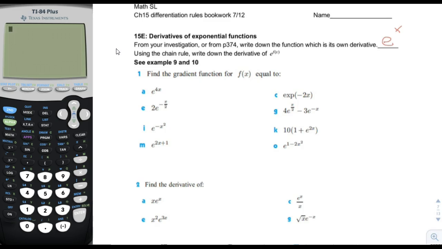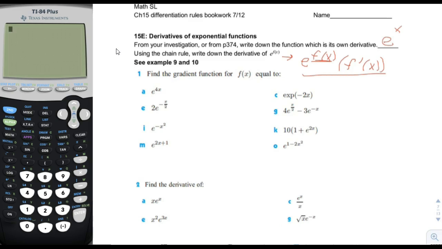Using the chain rule, write down the derivative of e to the f of x. So that would be e to the f of x, because the derivative is itself. But you have to do the chain rule because this here is not x, it's f of x. So you need to multiply at the very end by the derivative of this inside function, f dashed x. Okay, so that would be using the chain rule with the exponential function.